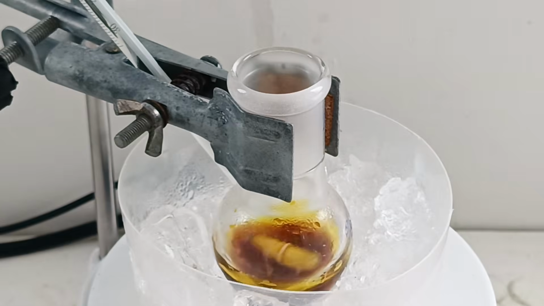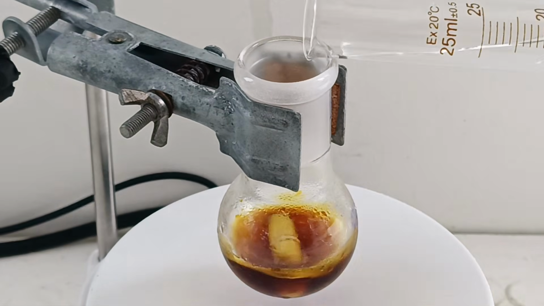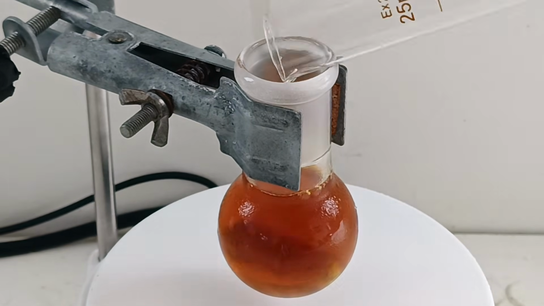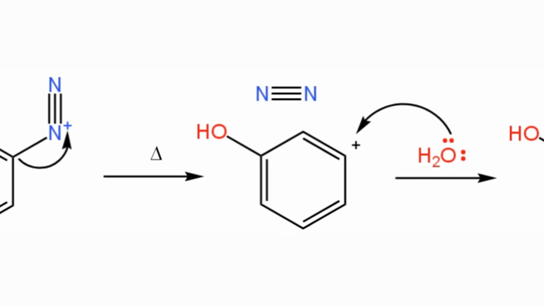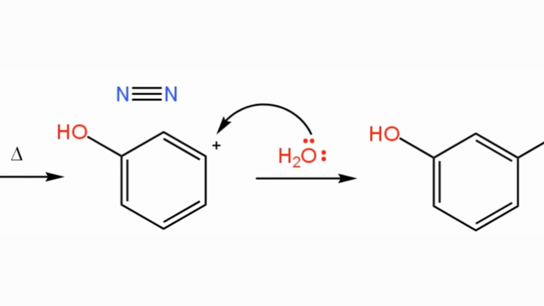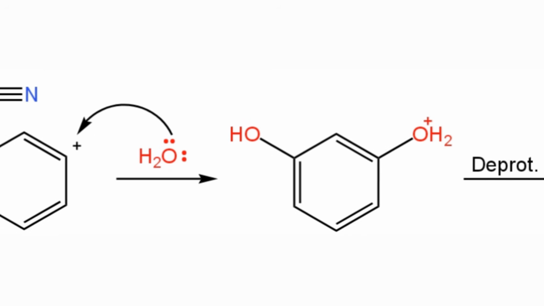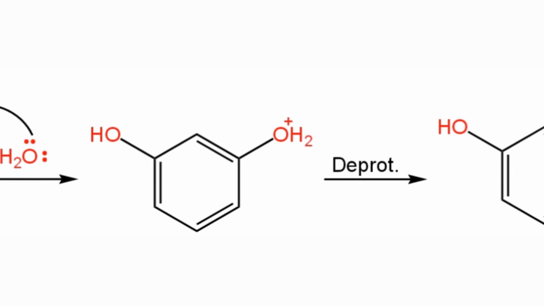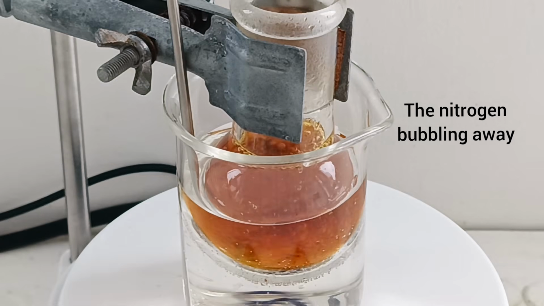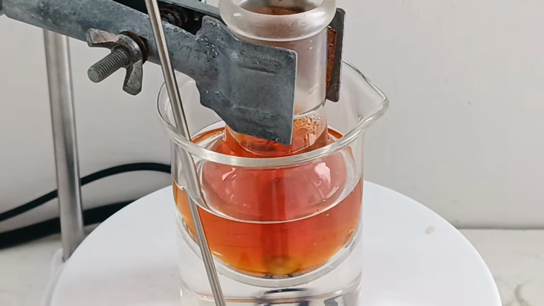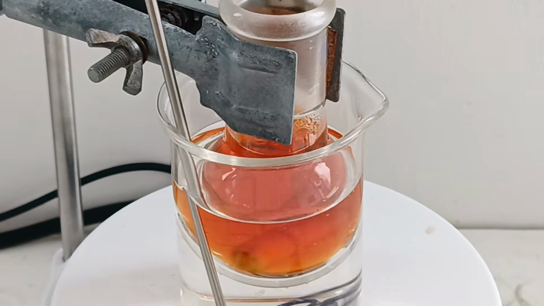Once the 10 minutes are up, I remove the ice bath and add 25 ml of water to the solution and start heating the water bath to 40 C. The combination of the gentle heating and the water we added to the solution causes the unstable diazonium salt to hydrolyze, releasing nitrogen gas which floats away. The nitrogen is replaced with the hydroxyl from water, forming resorcinol. The solution becomes much brighter in color during this step, and I don't exactly know why.